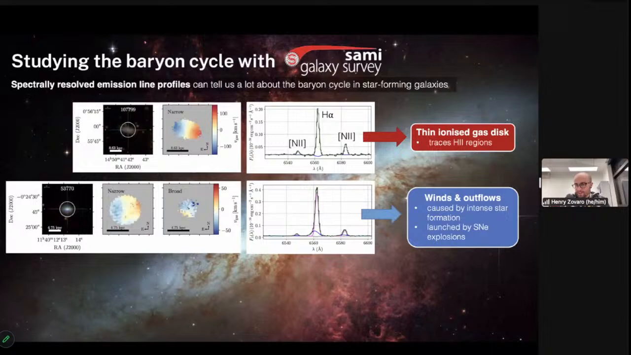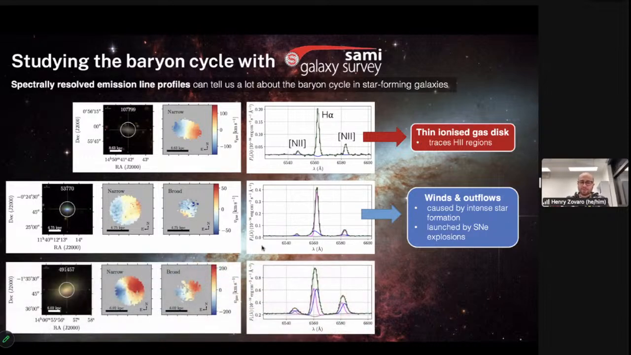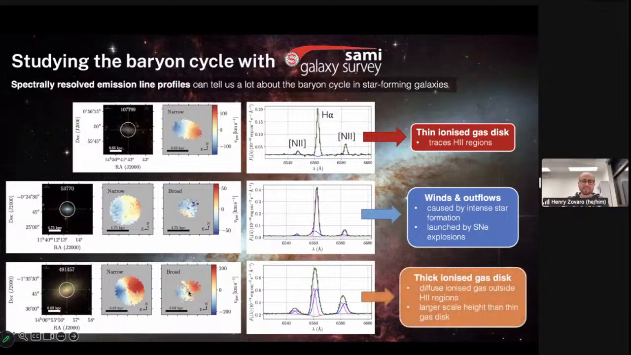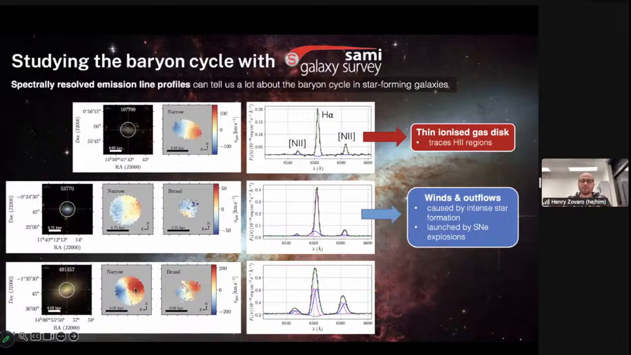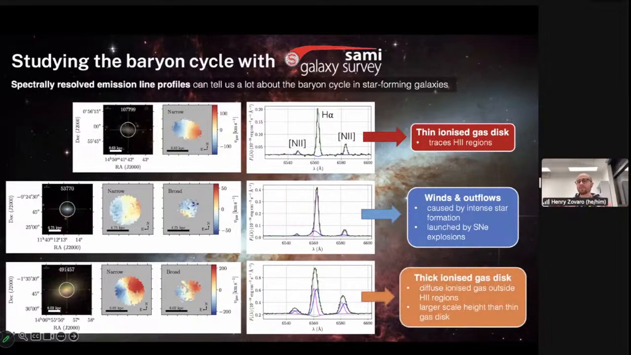So that's winds and outflows. However, there's another type of interesting star-forming galaxy that we see in SAMI, and they look a little something like this. In this particular case, there are many parts of the galaxy which require multiple emission line components, but once you trace out the kinematics of the broad component, it's not blue shifted, it's not red shifted, instead it appears to be rotating, and it looks like it's rotating in much the same way as the thin disk. What we're actually seeing in this case is what we call the thick ionized gas disk, also referred to as diffuse ionized gas, and this is gas that lies outside the H II regions.